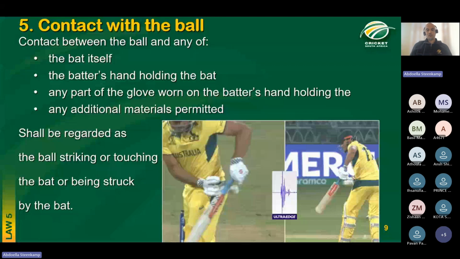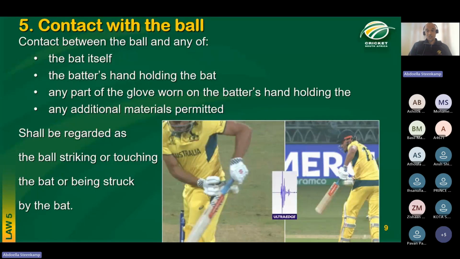If you look at the picture on the right, what I want to emphasize is the ball must touch the batter's hand or glove that's holding the bat. If the hand or glove is not holding the bat, is not in contact with the bat, and the ball touches it, the law sees that as the ball touching part of the batter's person.